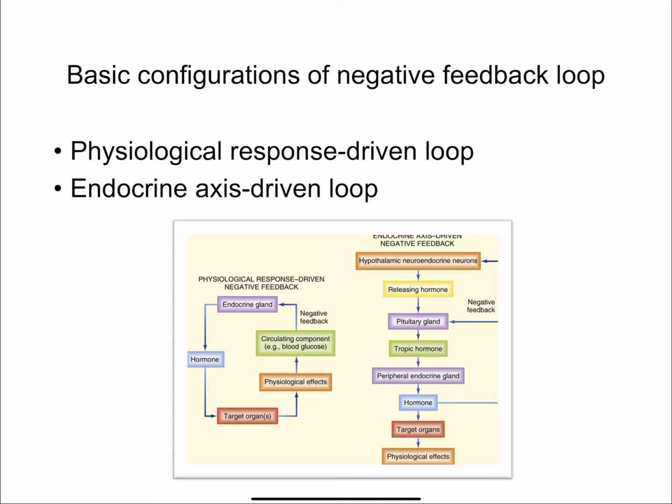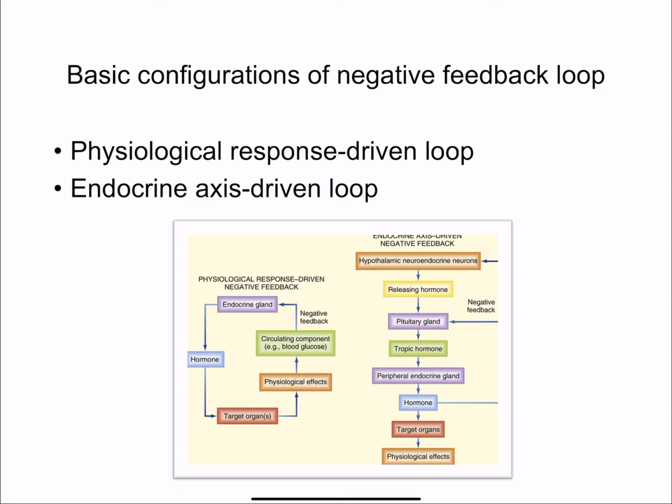So we have a 4-minute video before this one, but I'm going to continue here with the basic configurations of the negative feedback loop. A negative feedback loop can be configured in two ways. One is a physiological response-driven loop, which is observed in endocrine glands that control blood glucose and calcium and phosphate and blood osmolarity and volume and sodium and potassium and hydrogen levels.